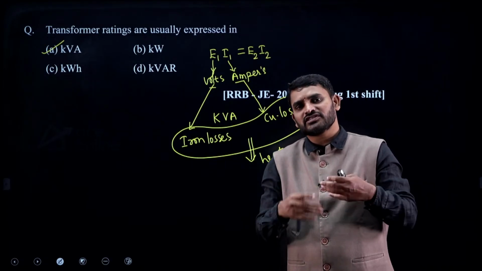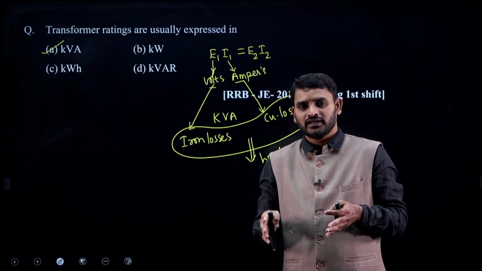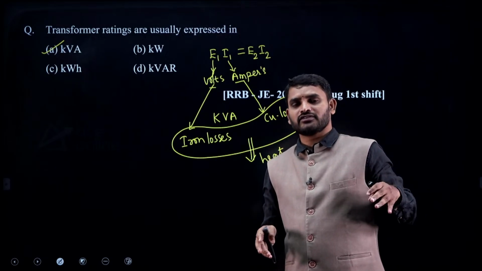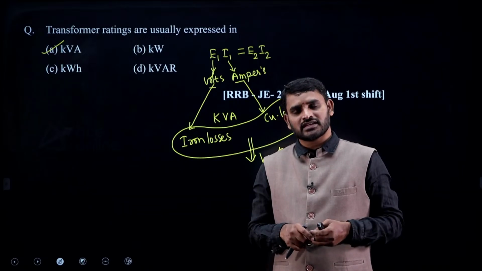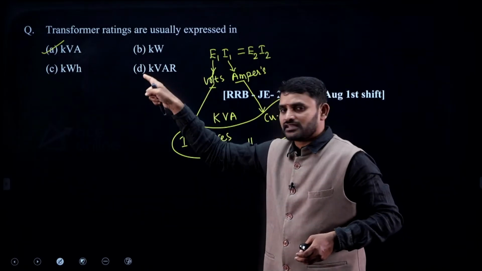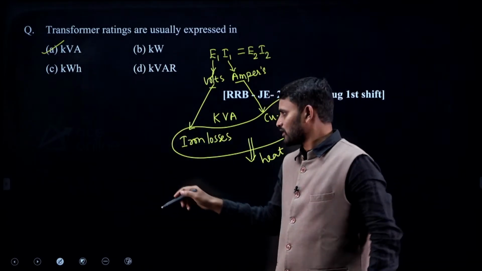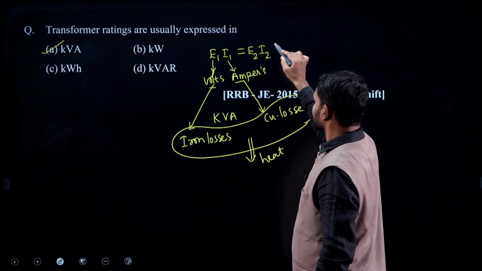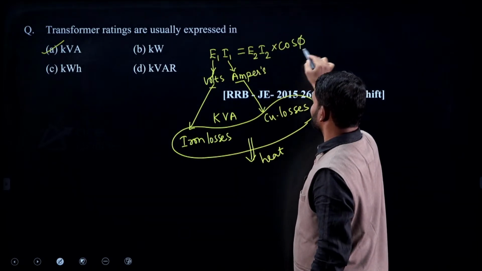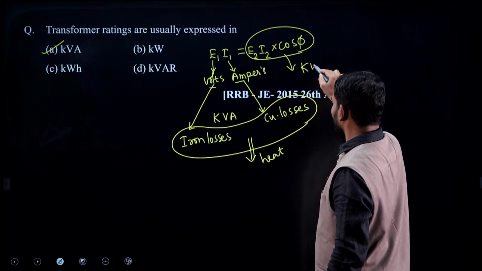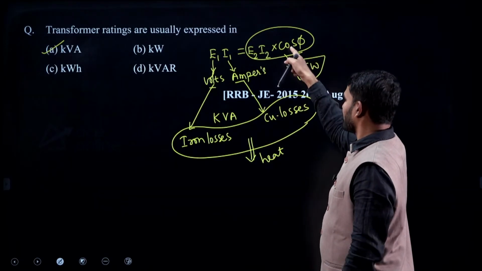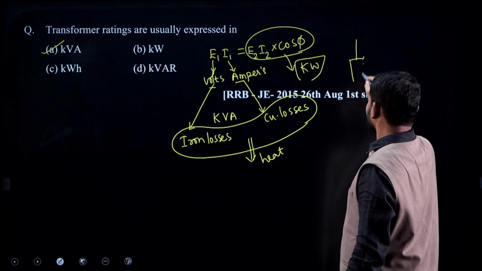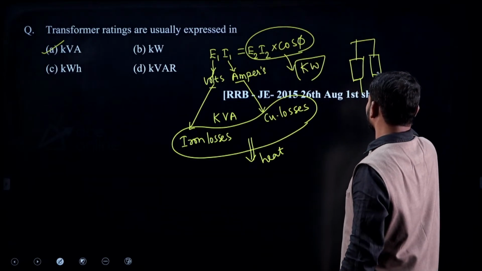The loads are going to change. If it is a distribution transformer, the loads in the morning, the loads in the afternoon and evening will change. If the load changes, the load power factor also changes. So if you fix a kilowatt rating, that means voltage into current into power factor. If you fix this power factor, the kilowatt rating will be fixed. That means you are fixing the power factor, and then you cannot have variable load operation.